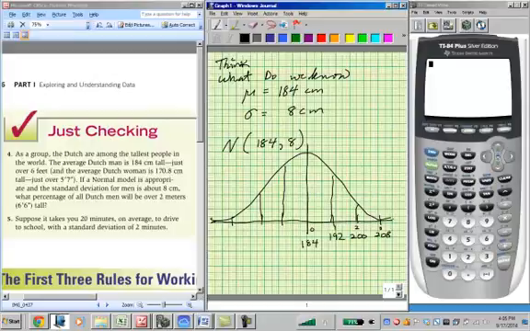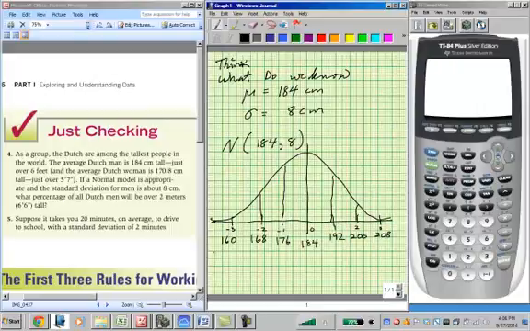Okay, now -1 standard deviations, -2, and -3, those are 3 to the left. The height of Dutch men who are 1 standard deviation to the left of the mean is 176 centimeters. 2 standard deviations would be 168, and 3 standard deviations would be 160. So we measured out the standard deviations.